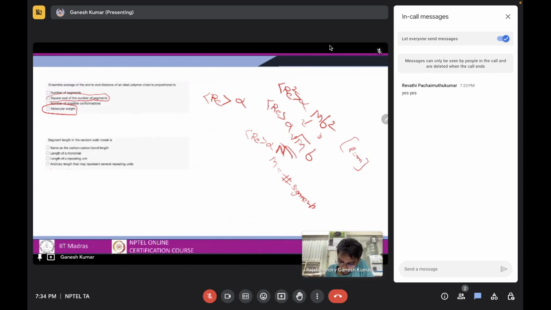So coming to the next one, the segment length in a random walk: how is it related to the actual system? The segment length in the random walk is nothing but, as per the lecture, there is a drunkard, and he is taking one step to the left or one step to the right. So the segment length is nothing but the step size. So how is this step size in one dimension related to the actual polymer structure?